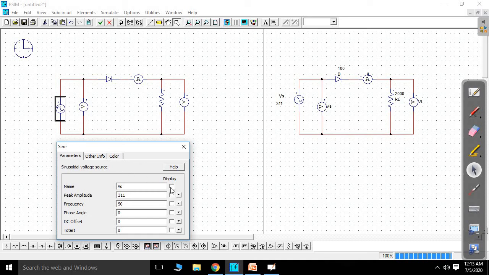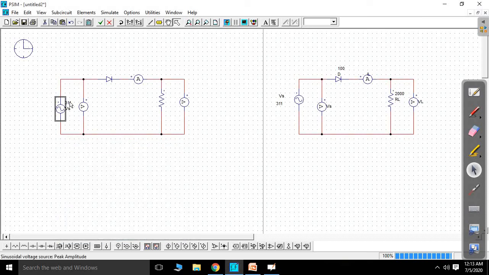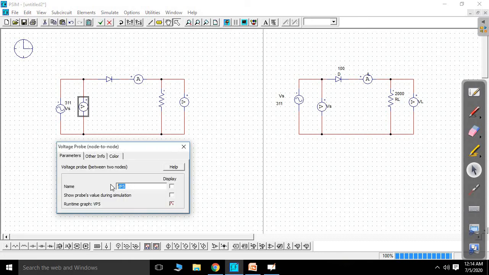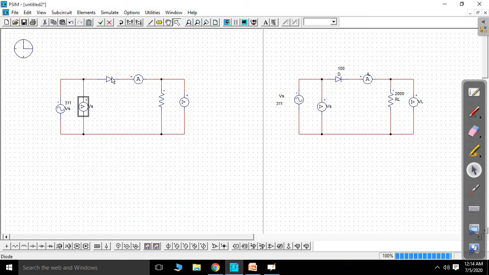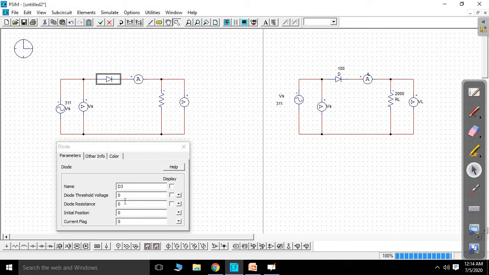So I will tick on the display. Okay, so I will get it here. This is Vs, this is 311, the peak magnitude. Then this is the voltmeter, and I will label it with Vs, and also display it. Diode, I will give it the name D. Let the diode resistance be 100 ohm. And I want to display only the name of the diode.